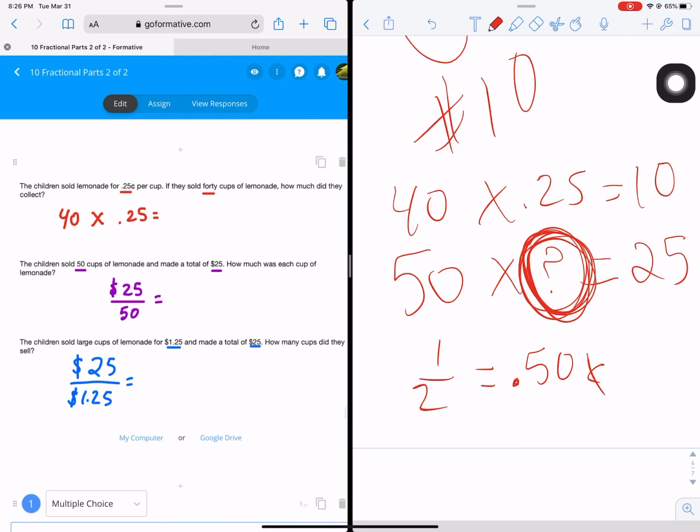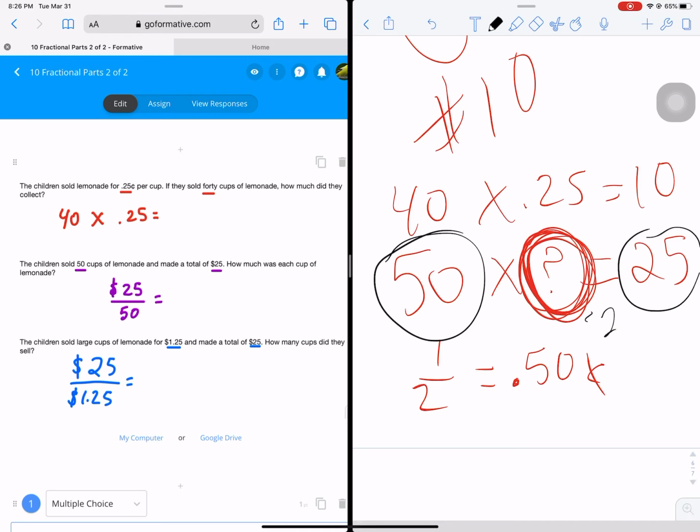And if you get both the cups and the money, you times them. If you get the cups but then you get the total profit, you need to divide them. The common mistake kids make is they divide the wrong way. In a problem like this one here, they wouldn't do 25 over 50. They'd accidentally do 50 divided by 25, and they would say it's $2 per cup. So how do you fix that if someone's thinking, oh, it's $2 per cup on this answer?